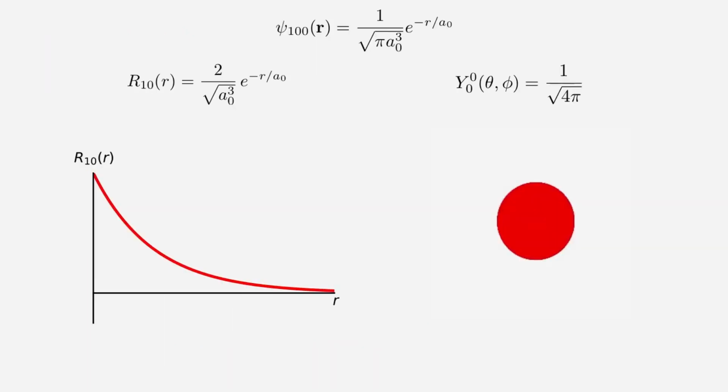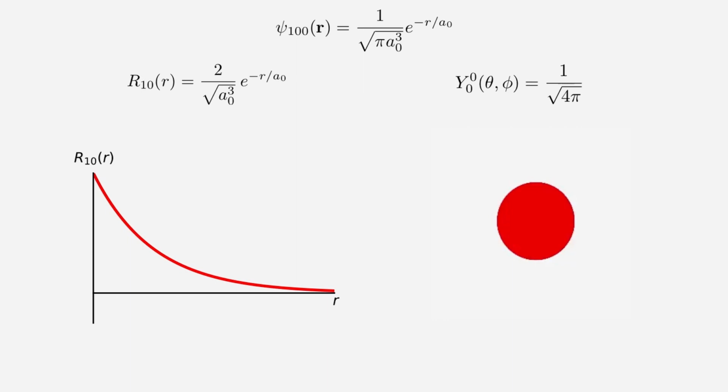These diagrams are a depiction of the ground state wave function of the hydrogen atom. The figure on the left shows the radial part of the ground state wave function. It has a maximum at the origin and then decays exponentially away from it. The figure on the right shows the angular part, which is the Y_00 spherical harmonic, and it is a constant. If you need to remind yourself of how to draw spherical harmonics, then check out the corresponding video that we have linked in the description.